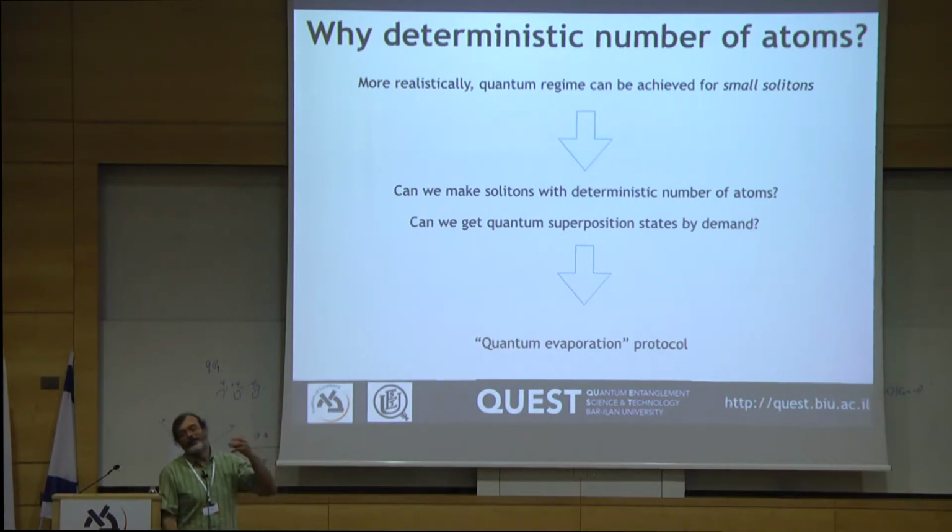So can we get a machine that, if I want 10 atoms, will give me 10 atoms? This will be really a good thing, because then I can bring some experimental protocols without count. To get very fast counting statistics, it works very well if you have a deterministic number of atoms in the soliton. This protocol is also based on the idea that the binding energy of the soliton depends very strongly on the number of atoms in it.